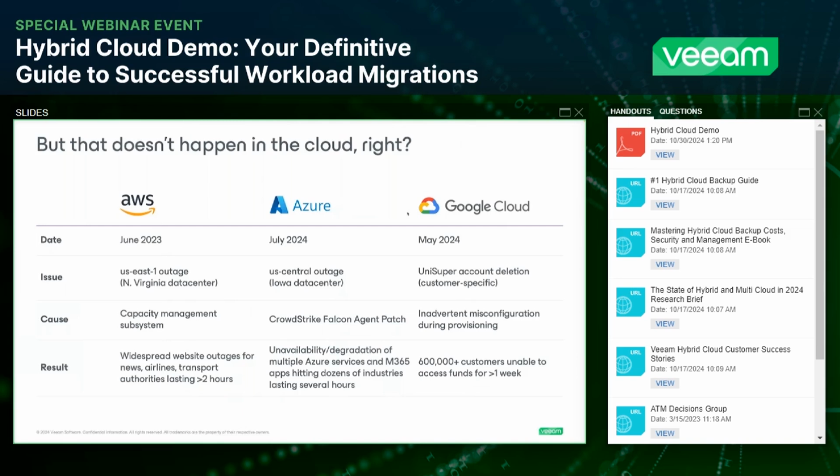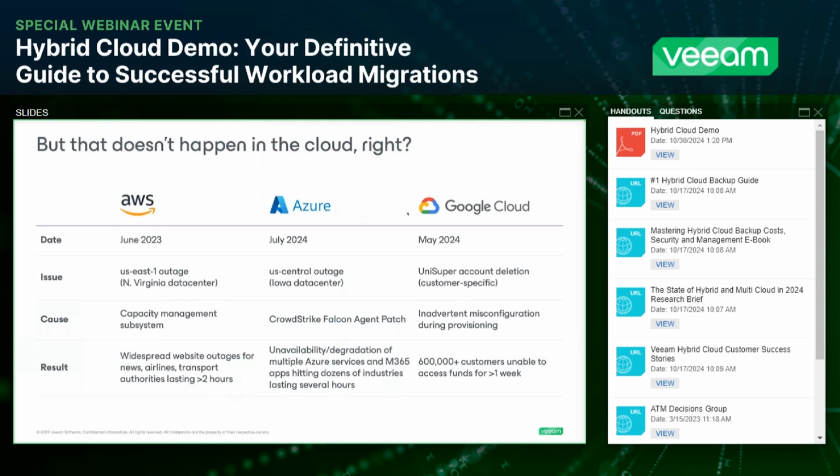But there was unavailability and degradation of multiple Azure services, as well as Microsoft 365 apps, and that hit dozens of industries, lasting several hours. Even other organizations struggled to get back up to speed; it was days or weeks. Delta's a good example. It took them a long time to get things back on track. But these are more widespread outages. There can be smaller outages.